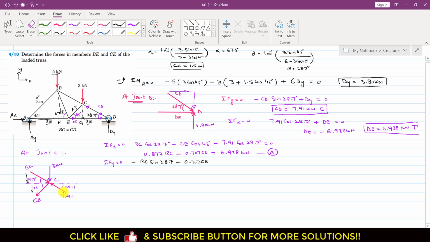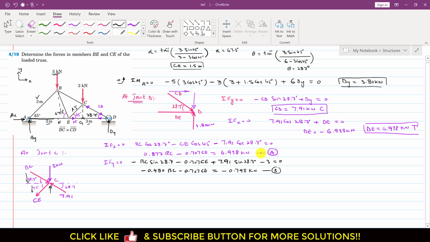And similarly, this 7.91 will have one component acting in the positive y direction, so I will write plus 7.91 sine of 28.7 degrees. And this 3 kilonewton force is acting downward, in the negative y direction, so I will write minus 3, and this will be equal to 0. Now if we simplify this, it is minus 0.480 BC minus 0.707 CE, and if we solve this and bring it to the other side of the equation, this is equal to minus 0.798 kilonewton, and let's say this is equation B.